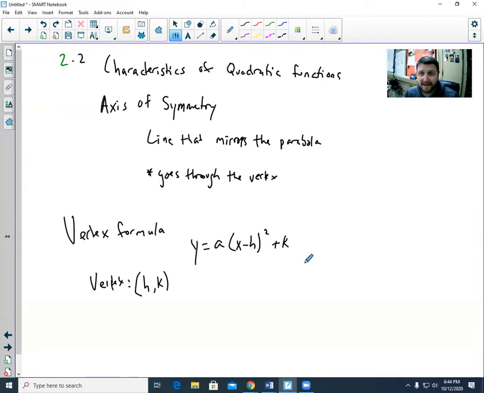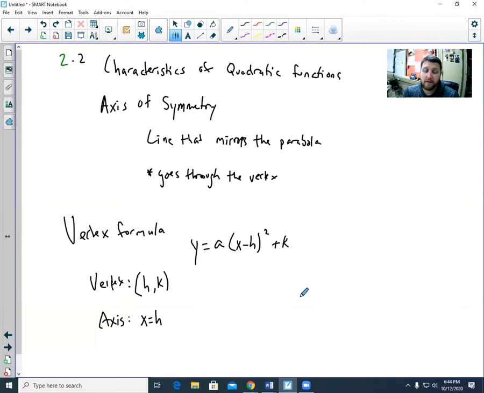And we just said that the axis of symmetry goes through the vertex, which means it's going to go through the point h, which means that our axis of symmetry is the line x equals h. Okay? Now that's the importance of vertex form.